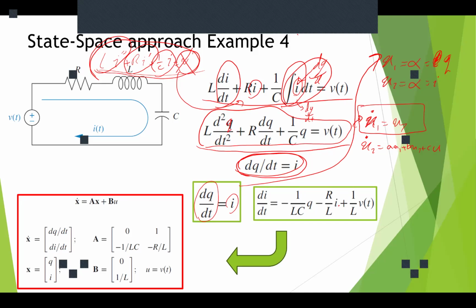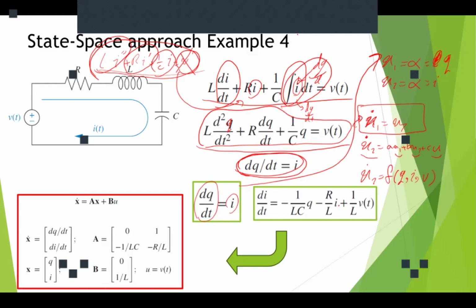Now, next one is the x2 dot. Correct? Now, we wanted to have this based on x1, x2, and the input. So we want that x2 dot be a function of q, I, and our input, which is v. Is that clear?